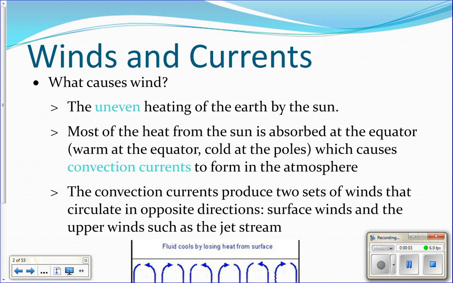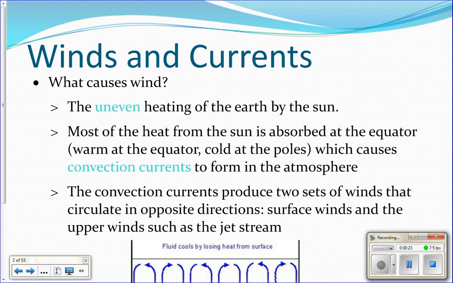Winds. Winds are the movement of air that you can feel on your face when you're outside, or when you're out on a boat in the ocean. But what actually causes wind, or this motion of the air? Well, what actually causes it is the sun.